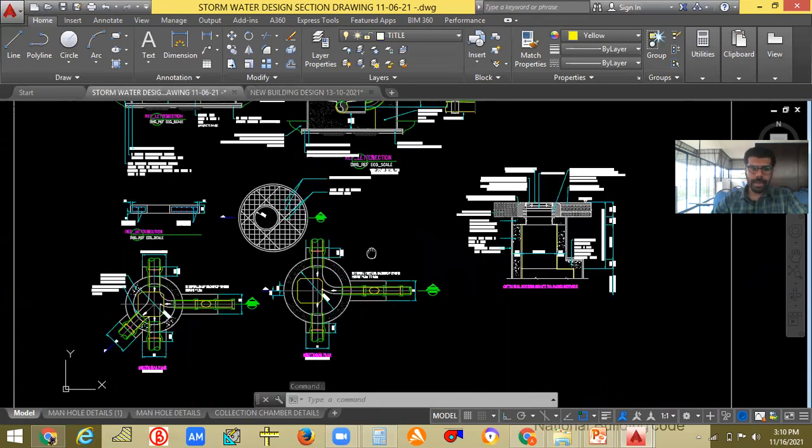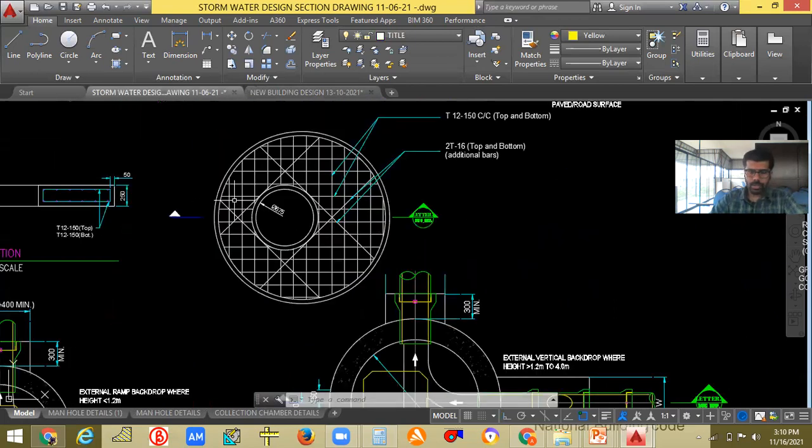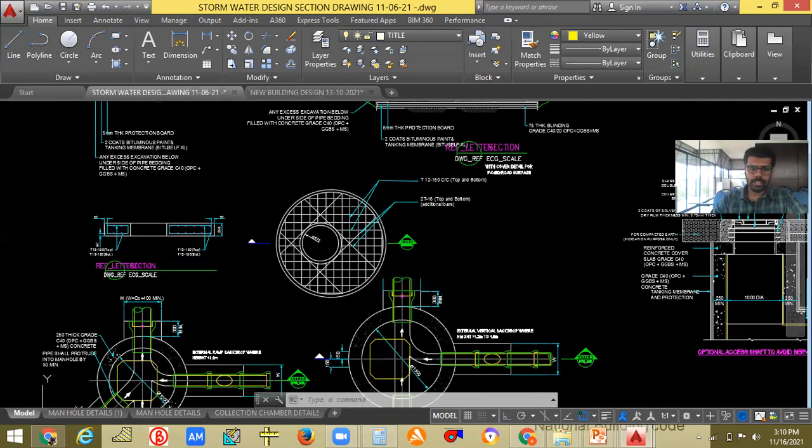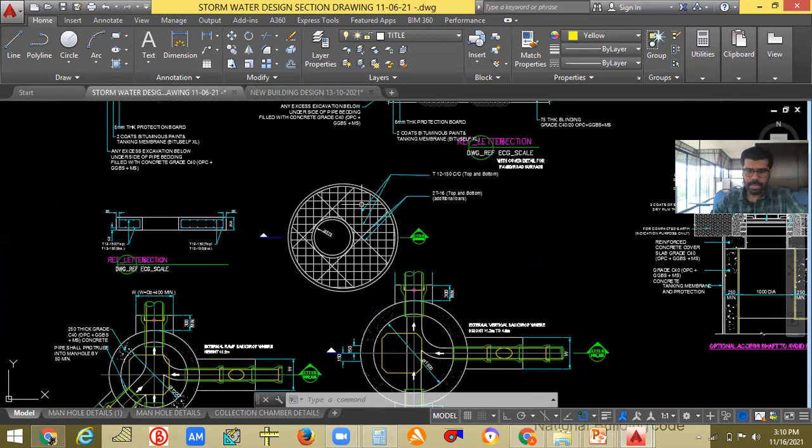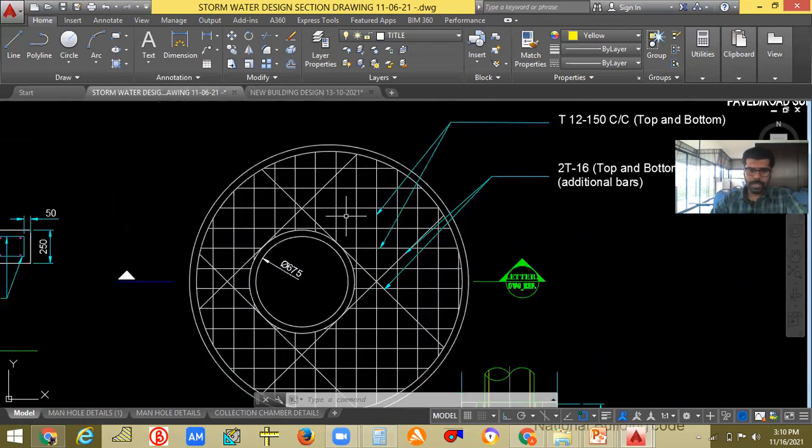So this is the plan. This is the plan of the manhole. This is the plan view or the top view of the manhole.